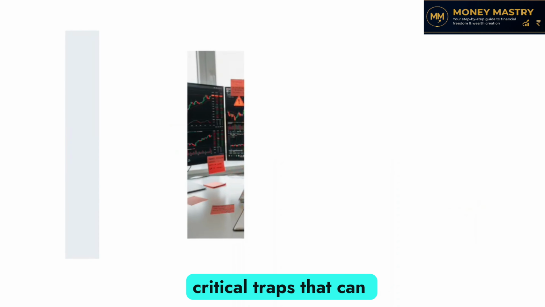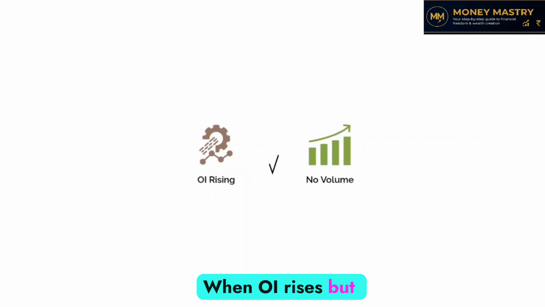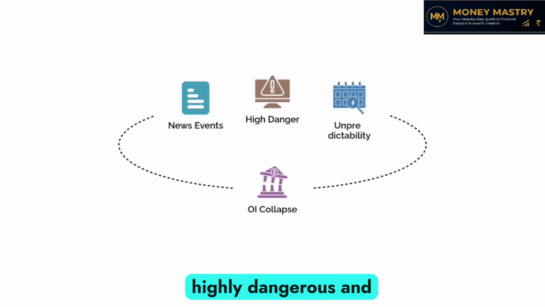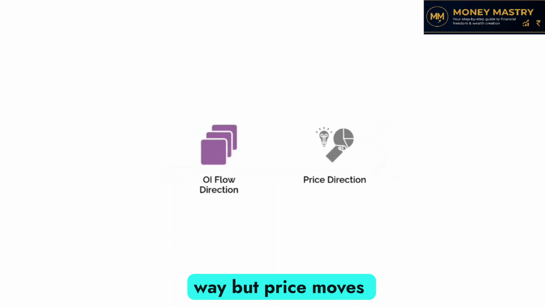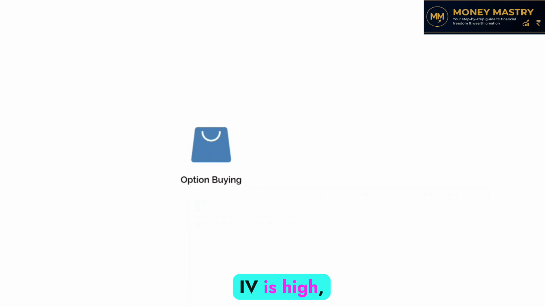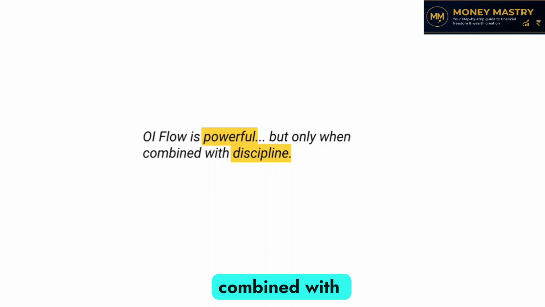Now let's cover critical traps that can destroy your trades if you're not careful. When OI rises but volume stays flat, it's fake strength, not real conviction. OI collapsing during news events creates highly dangerous and unpredictable conditions. A sharp OI spike at just one strike often signals manipulation by large players. When OI flows one way but price moves the opposite way, it's a price trap. Buying options when IV is high creates a premium death trap through rapid decay. OI flow is powerful but only when combined with discipline.